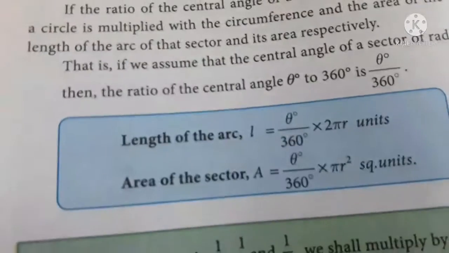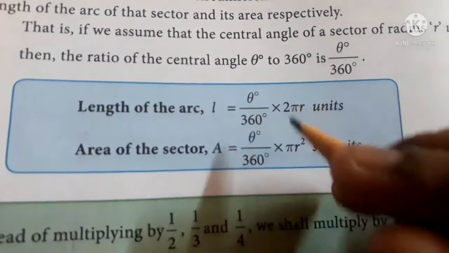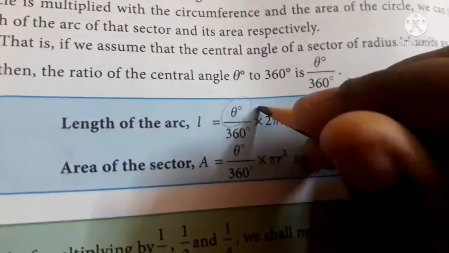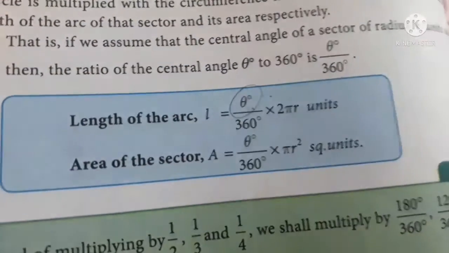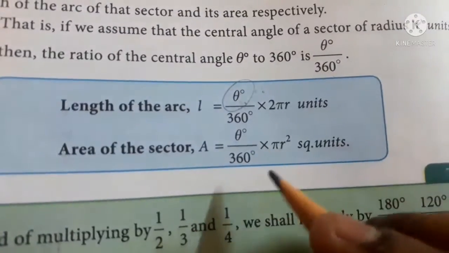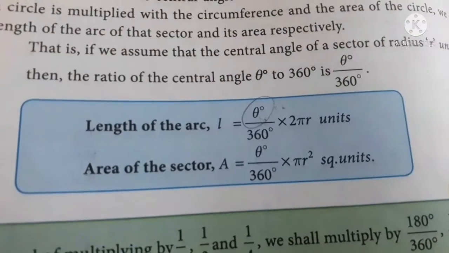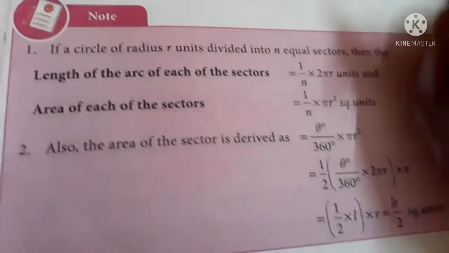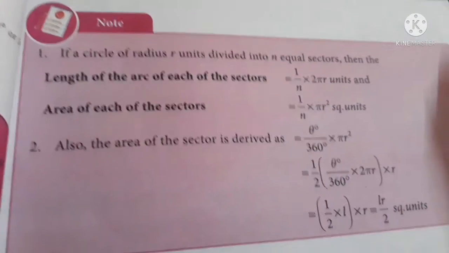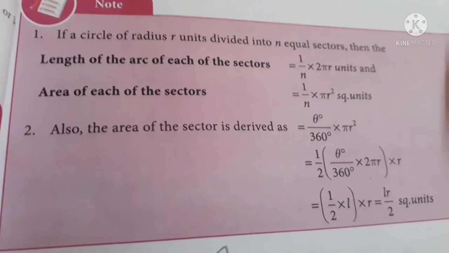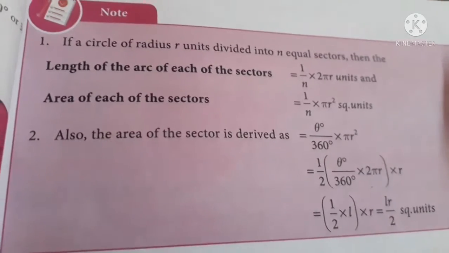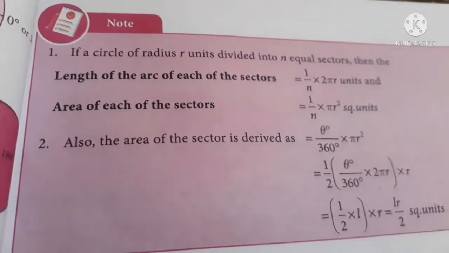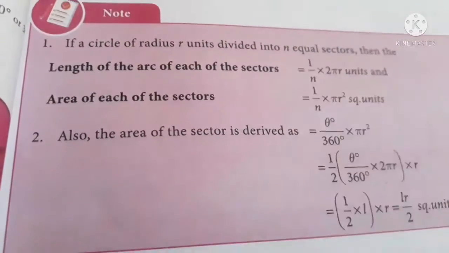The length of the arc will be given by L equal to theta by 360 into 2 pi r units. Here theta is the angle of the arc. Then the area of the sector A equal to theta by 360 into pi r square units. Now see, the length of the arc of each of the sectors is 1 by n into 2 pi r units, and the area of each of the sectors is 1 by n into pi r square, square units, if a circle of radius r units is divided into n equal sectors.